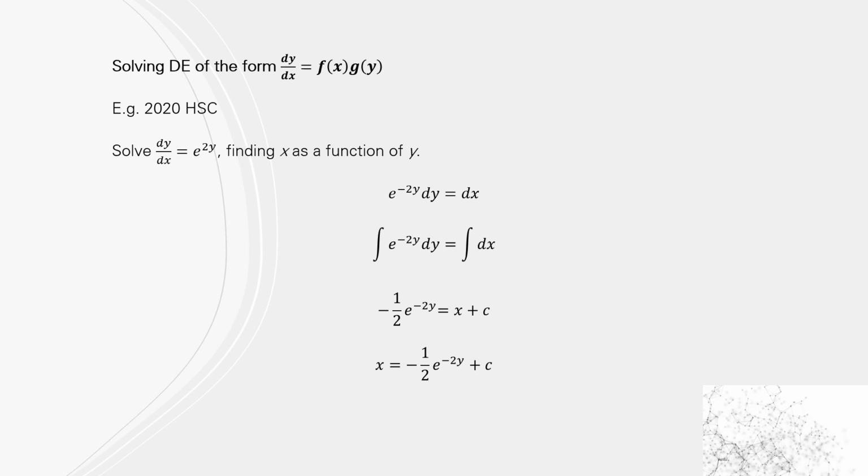The integral of e to the minus 2y is minus a half e to the minus 2y, and the integral of dx is x, and then you've got your plus c. So we get x equals minus a half e to the minus 2y plus c. Now, once again, does it matter if it's plus c or minus c? Not really, because you've got a constant that you're trying to find.